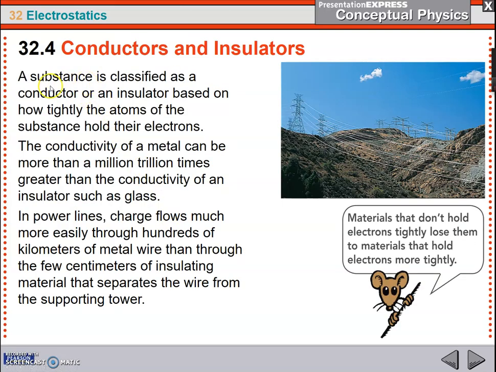A substance is classified as a conductor or an insulator based on how tightly the atoms of the substance hold their electrons. The conductivity of a metal can be more than 1,000,000 trillion times greater than the conductivity of an insulator such as glass. In power lines, like shown hanging here, and you can see them all over town, charge flows much more easily through hundreds of kilometers of metal wire than through the few centimeters of insulating material that separate the wire from the supporting tower. You don't see it real good in that picture. I'll make this better for next year.